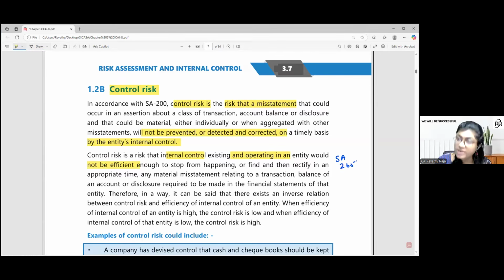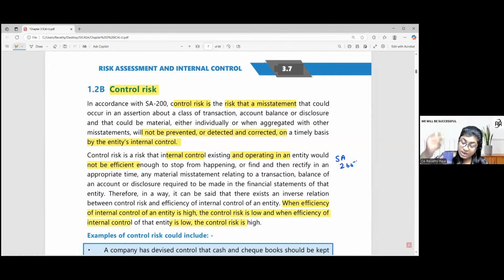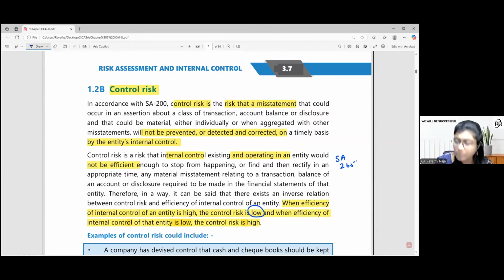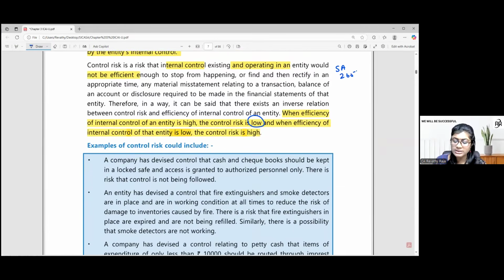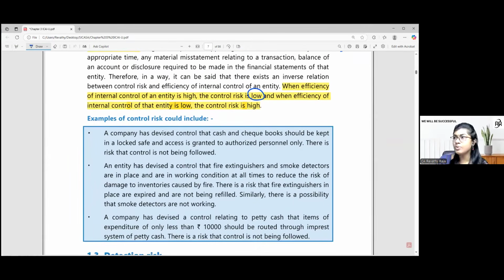See this sentence? Can you read? If internal control is efficient, control risk is low. Then these are the examples. Examples we have already discussed, you can read through. Examples, please read. They can ask MCQ. Can you ask me to proceed if this much is clear?